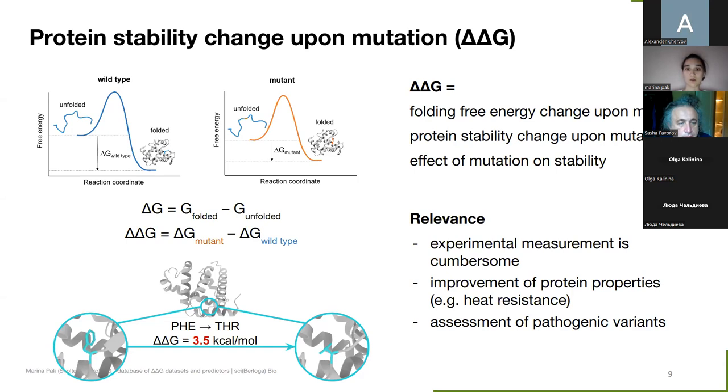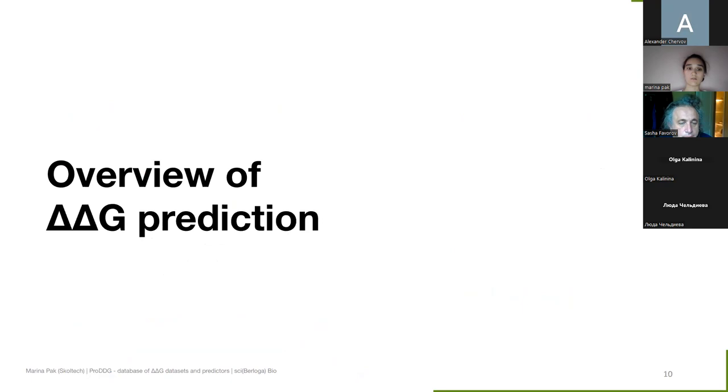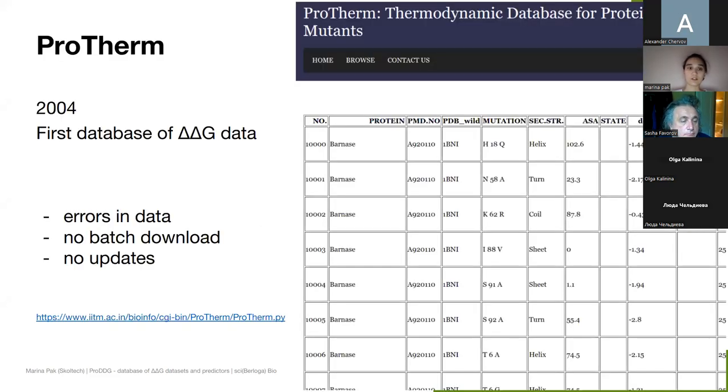So that was about the protein stability change upon mutation. And now let's overview how people deal with delta-delta-G data and how they predicted this parameter. So obviously, to develop a tool for prediction of delta-delta-G, you need delta-delta-G data. And the first attempt to collect delta-delta-G data was the ProTherm database that was developed back in 2004.